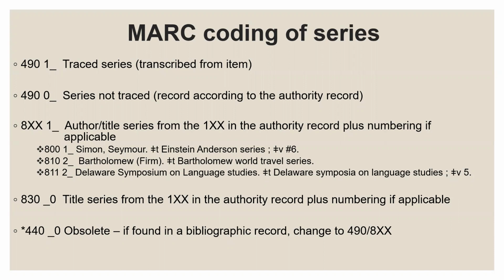And then you also have an 830, which is called title series, and that is directly taken from the 1XX as well. Occasionally in some older records, you may see a MARC tag 440, and that is an obsolete field. So if you do come across a 440 in your record, whether it be in OCLC or your own database, you would want to enhance that record to the new MARC tags of 490 and 8XX.